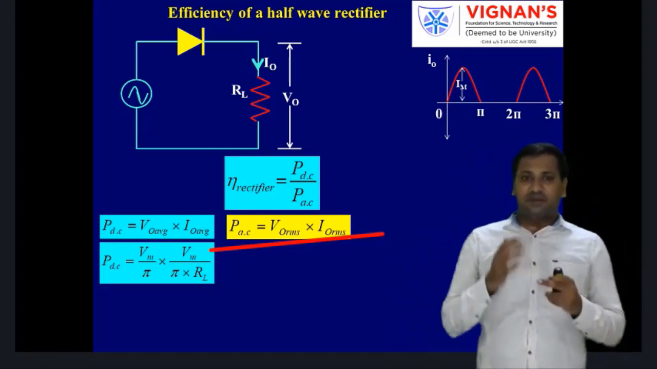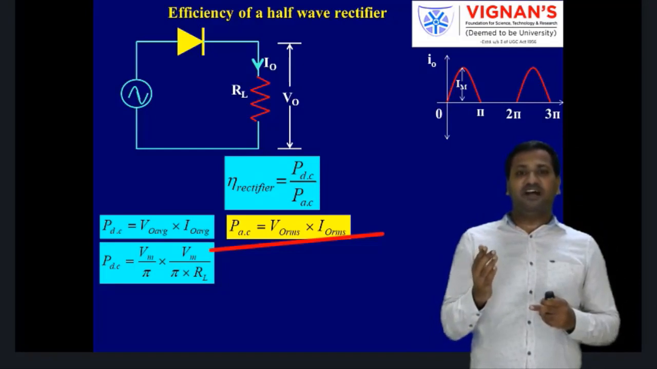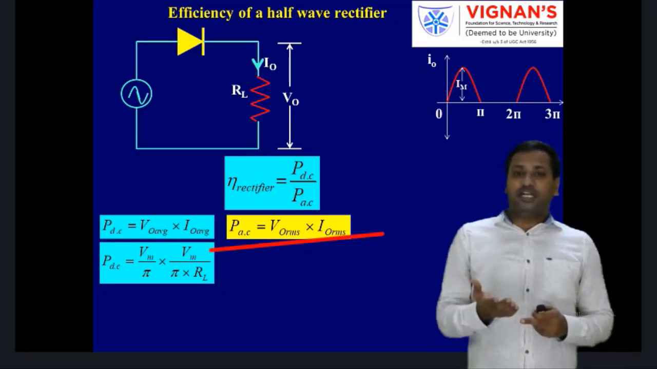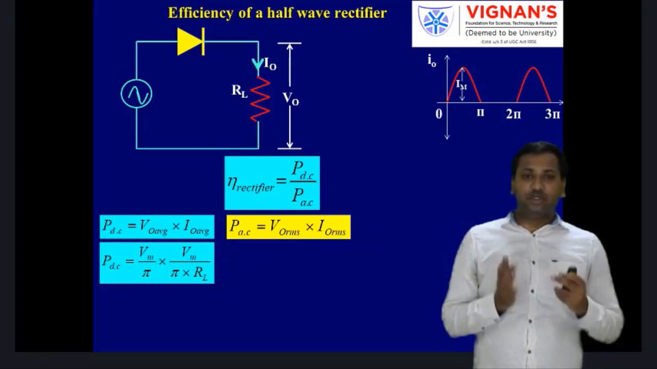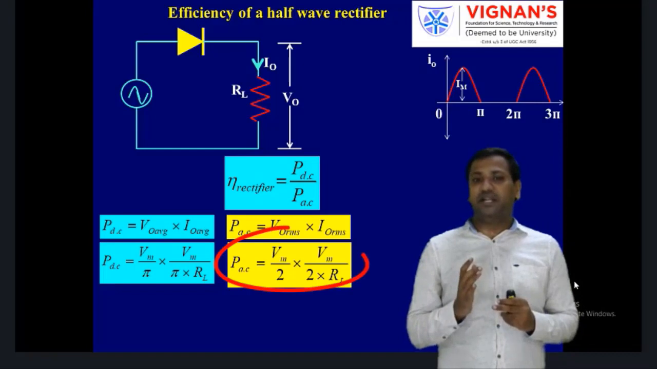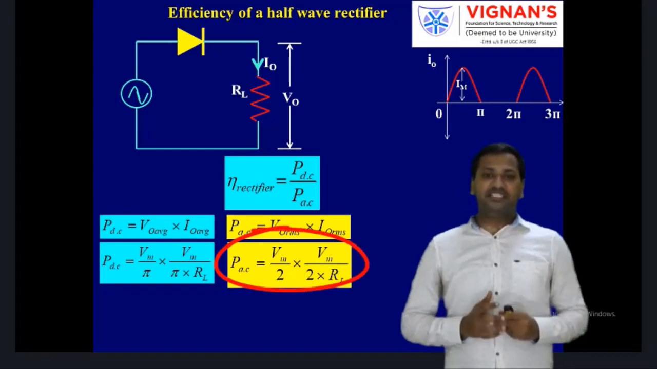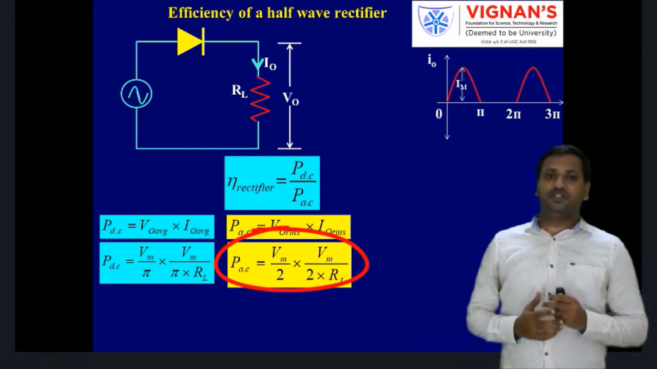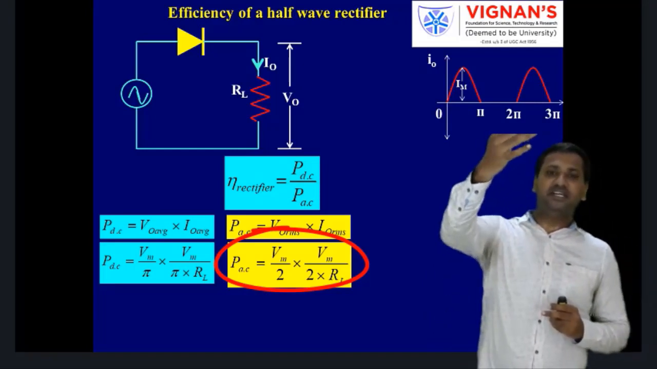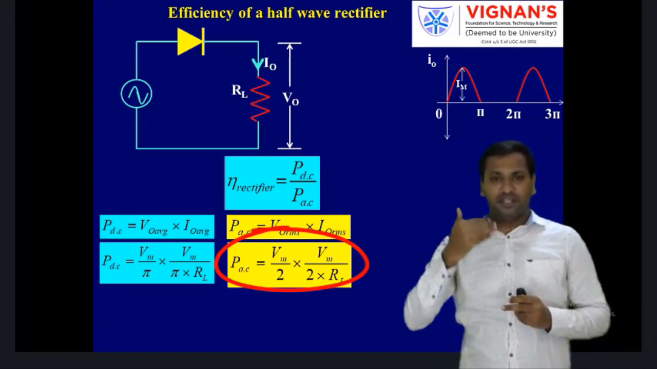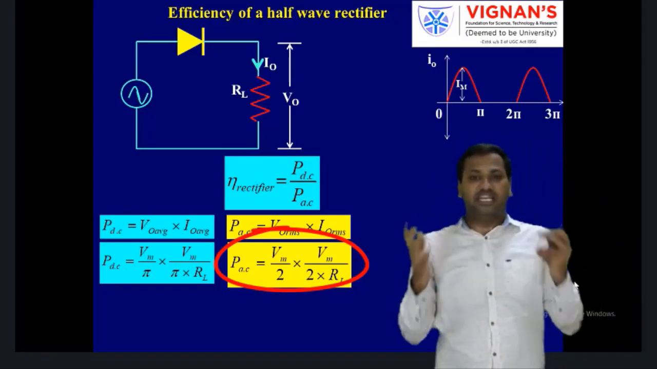We are already familiar with the RMS and average values of this rectified output waveform, so the RMS voltage value becomes Vm by 2 and the RMS current value is Vm by 2 upon RL. By multiplying these both, you will get the AC input power of the rectifier. So according to the definition of efficiency, by taking the ratio of output DC power to input AC power, you will get the efficiency.